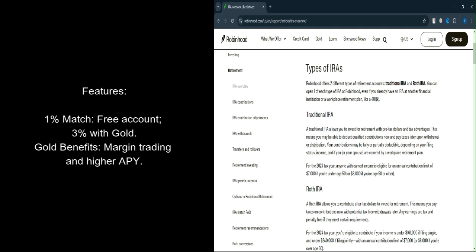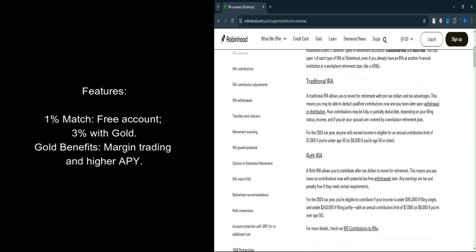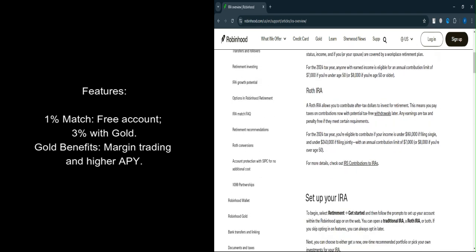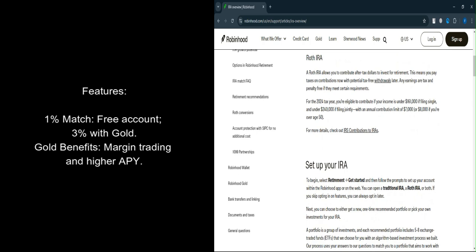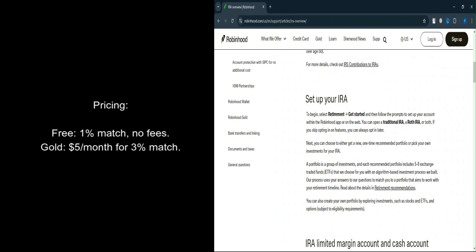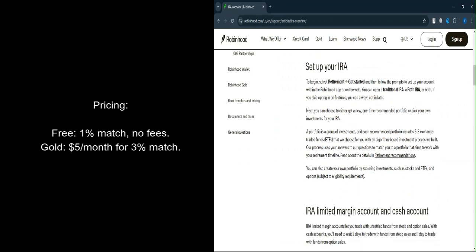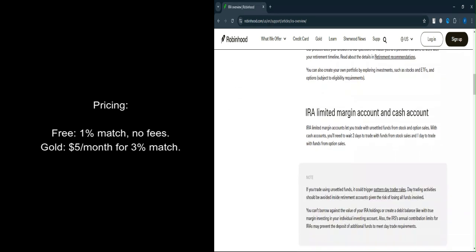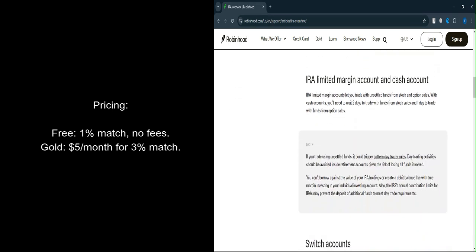Robinhood provides personalized portfolio suggestions when you open an IRA based on your risk tolerance and investment goals. However, this is only available at the initial setup and doesn't include ongoing management. Let's talk about pricing, free account. Robinhood's standard IRA comes with no maintenance fees and includes a 1% contribution match. You can invest in stocks, ETFs, and options without any commission fees.